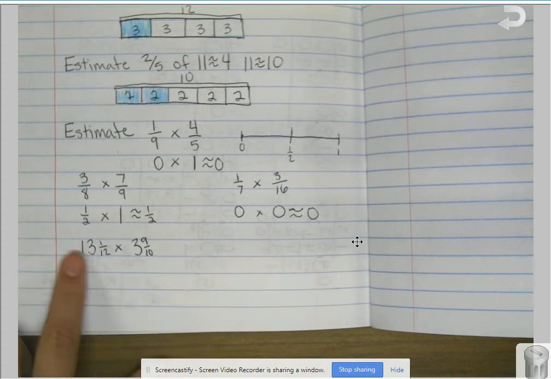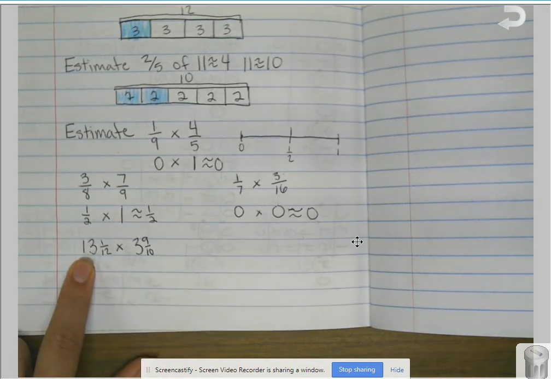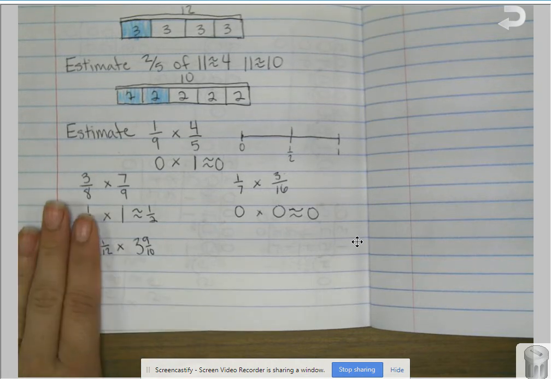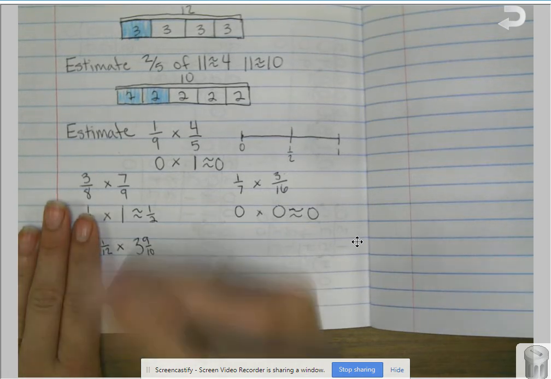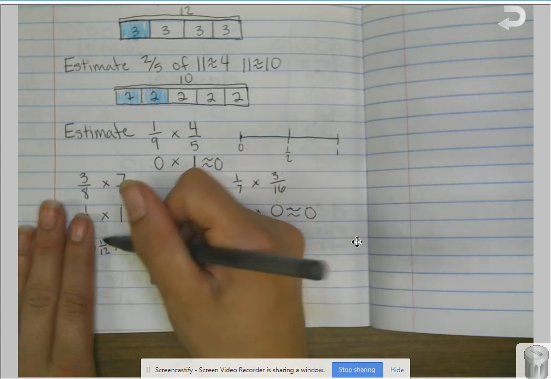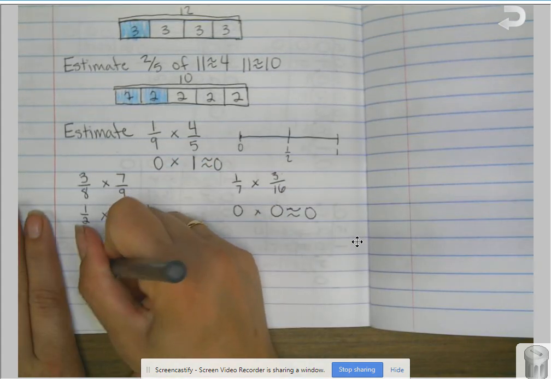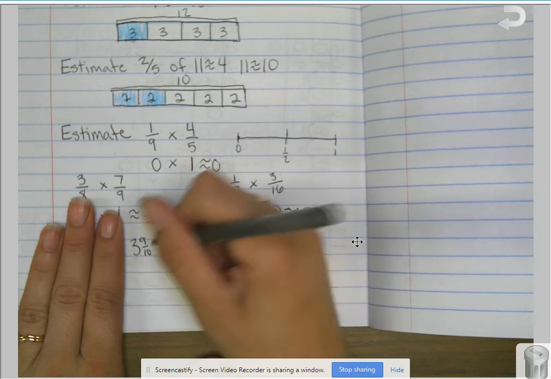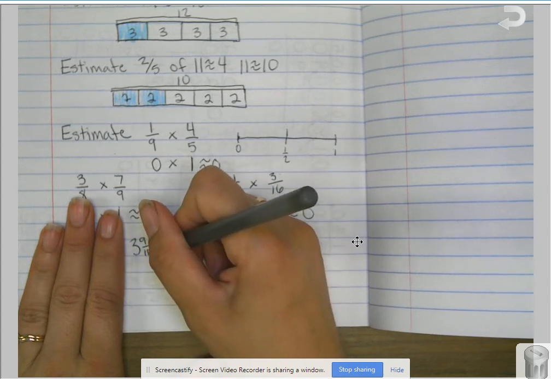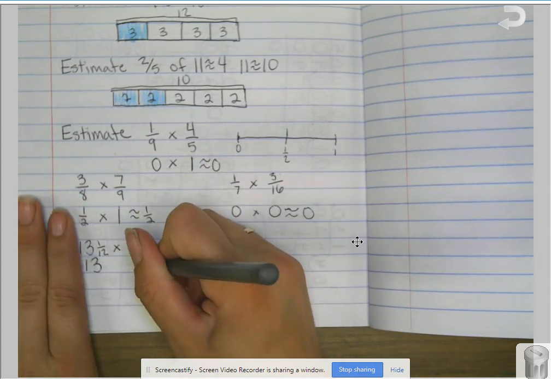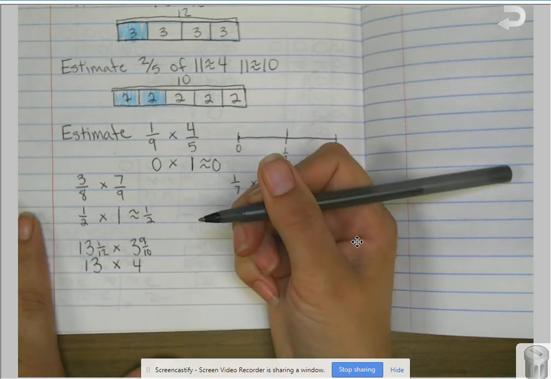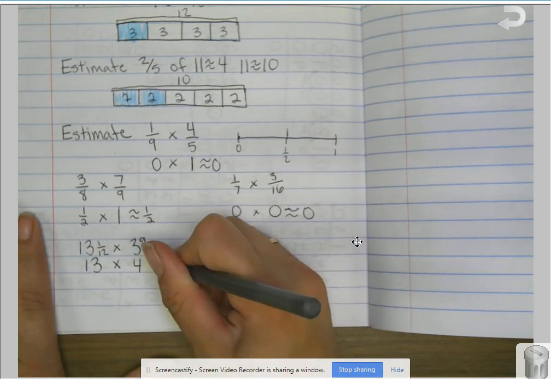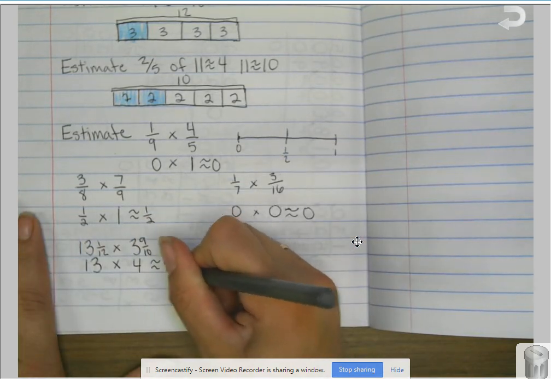Okay, we've already got our whole number of 13. We just need to decide, is it closer to 13, 13 and a half, or 14? So look at 1/12. 1 out of 12 pieces, that's pretty small. 1 of the 12 is not very much. So I'm just going to round this to be closest to 13. 3 and 9/10. Now 9/10 is almost full, so I'm going to round this one to be 4. So my estimate would be about 13 times 4, which is about 52.